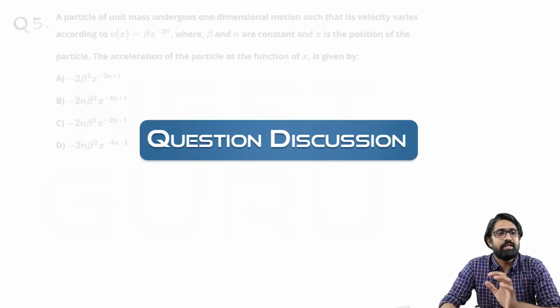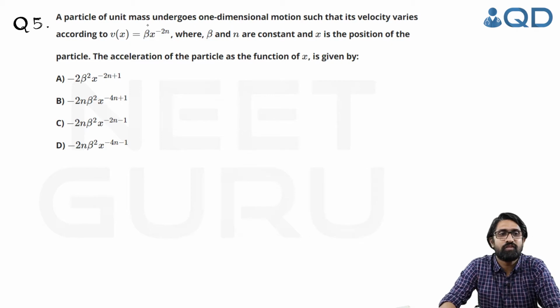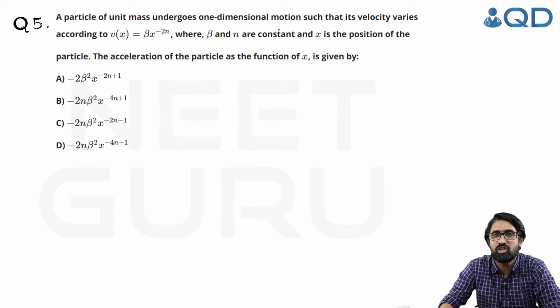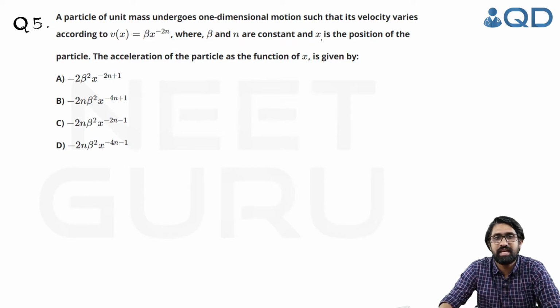The fifth question here is based on functions and calculus, and the question says, a particle of unit mass undergoes one-dimensional motion such that its velocity varies according to the function v of x is equal to beta x raised to minus 2n, where beta and n are constants and x is the position of the particle. The acceleration of the particle as the function of x is given by.